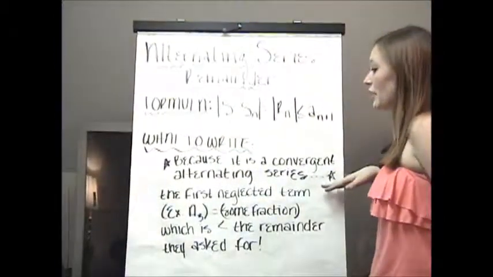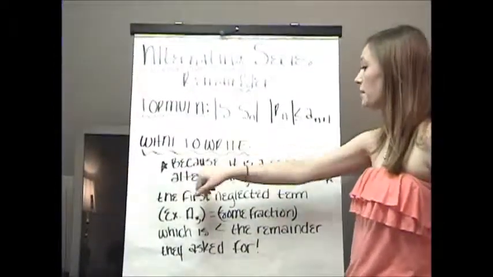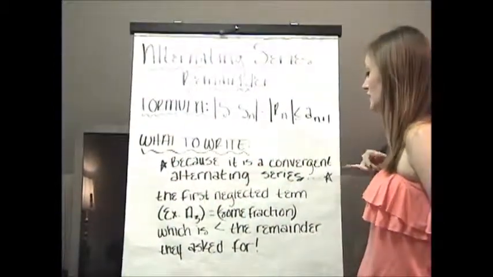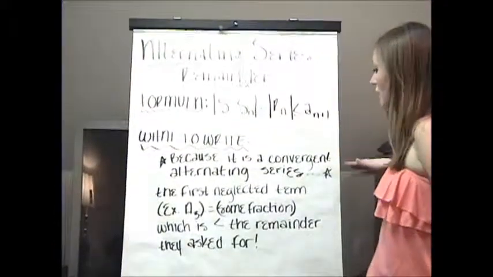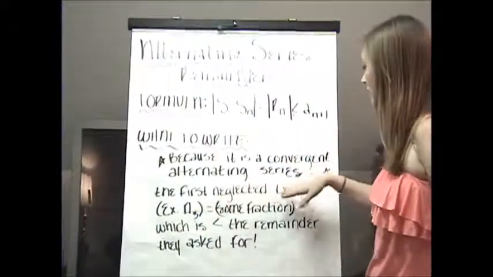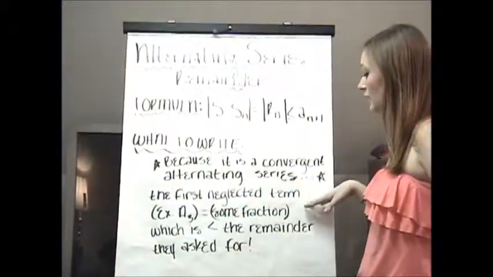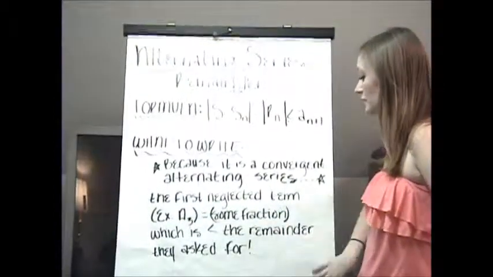What's necessary to write on your AP exam is what you always have to start off with to get credit, because it is a convergent alternating series. This has to start off your answer to every single one of the alternating series remainder problems. Then you'll say the first neglected term, for example a sub 3, is equal to some fraction which is less than the remainder they asked for in the problem.